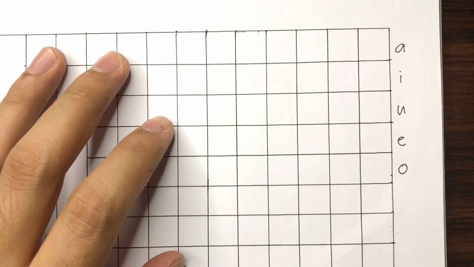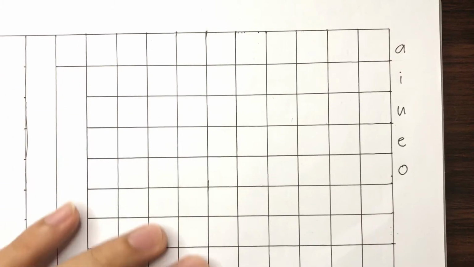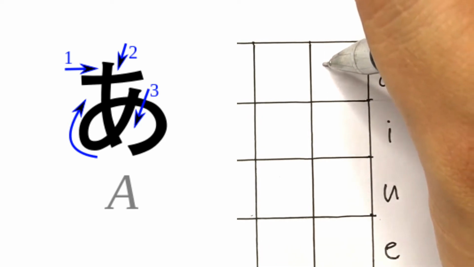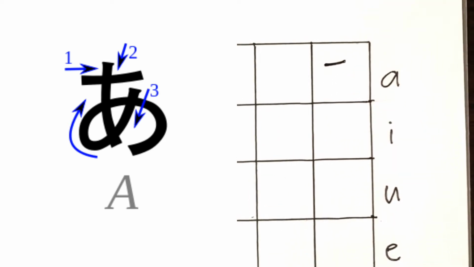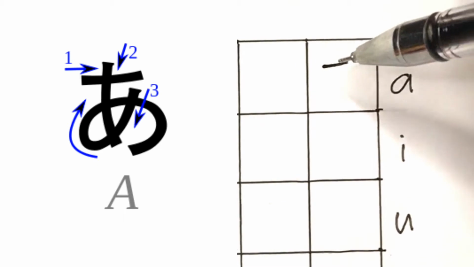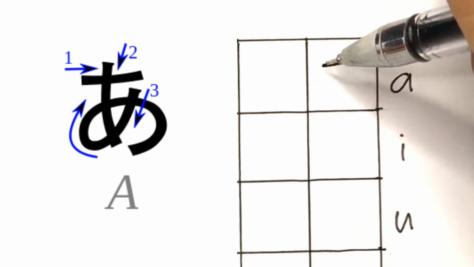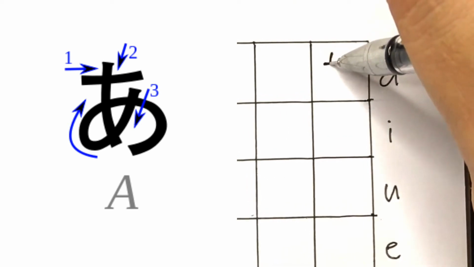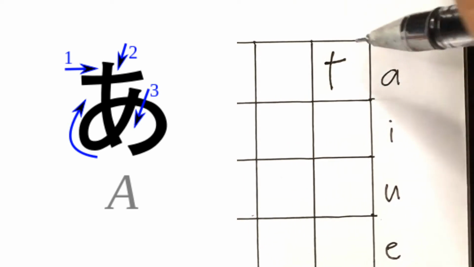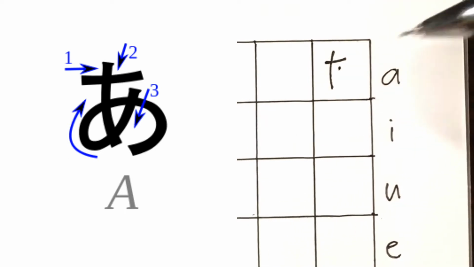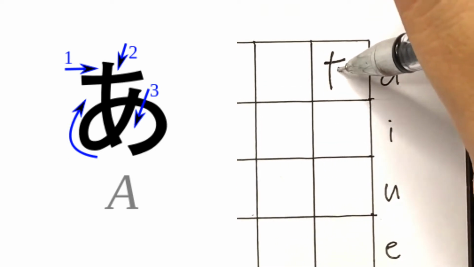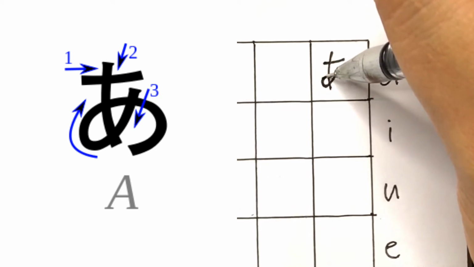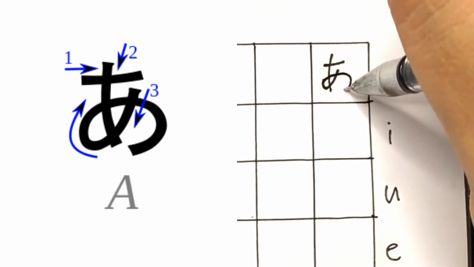First we will follow the stroke order for a. Let's start from the first stroke. As you can see, it is slightly bent upwards. Okay, next. And for the third stroke, we start in this area, going down, turn, and make it big.